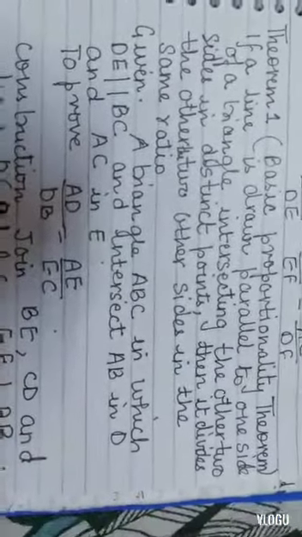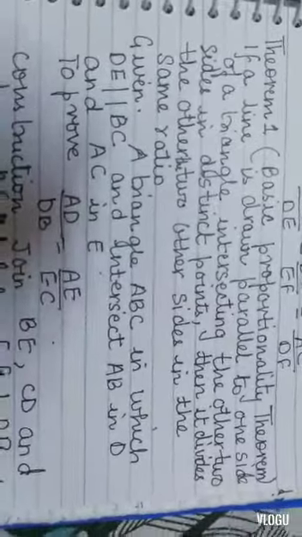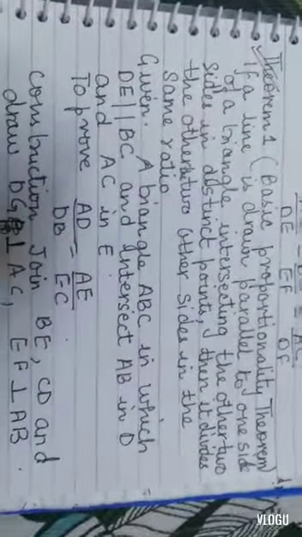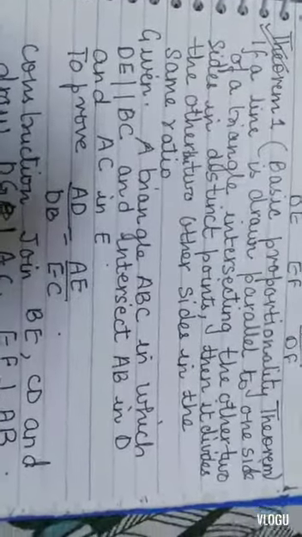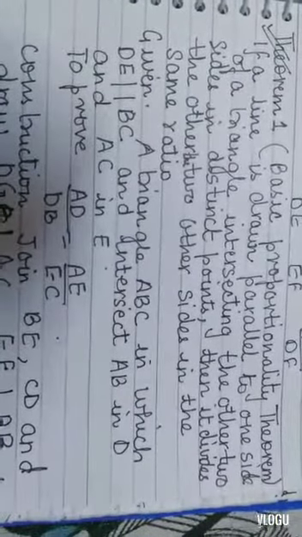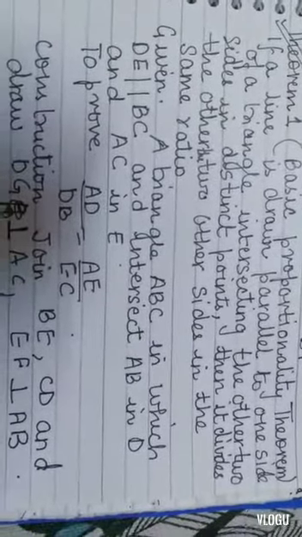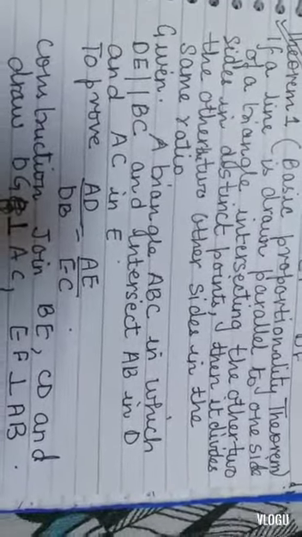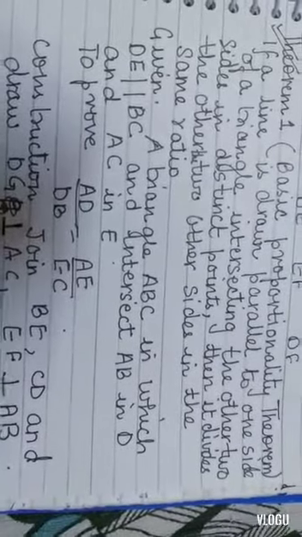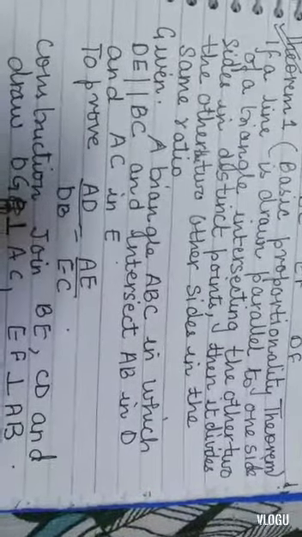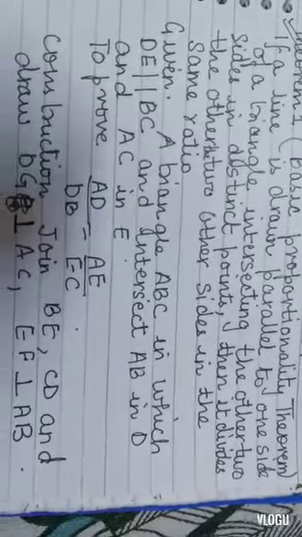Now theorem 1, basic proportionality theorem. It's a very important theorem, beta. Learn the proof of this theorem. Right. If a line is drawn parallel to one side of a triangle, intersecting the other two sides in distinct points, distinct means at different points, then it divides the other two sides in the same ratio.